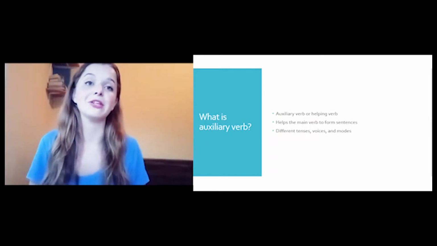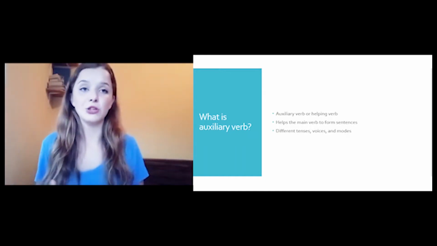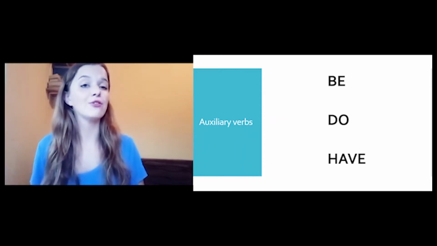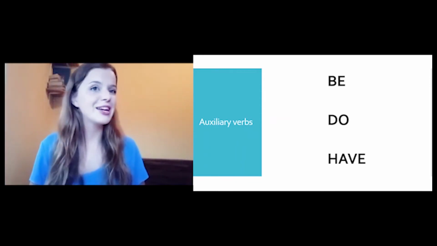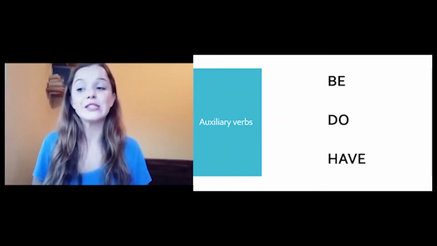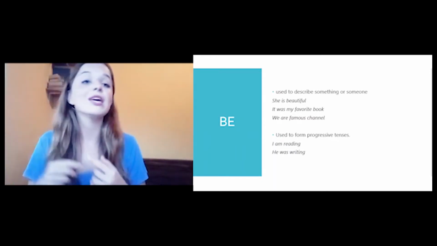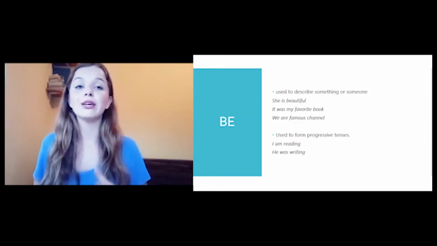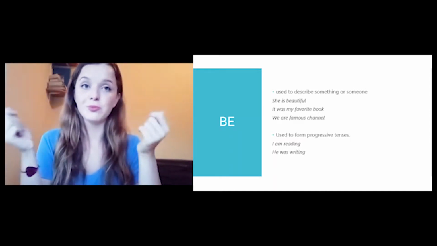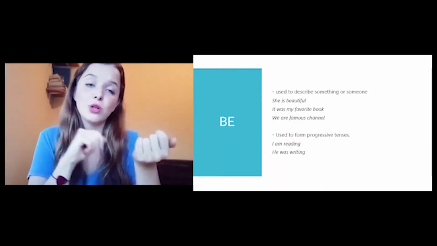There are three main auxiliary verbs in the English language: be, do, and have, and each of these we are going to cover separately so that you can understand in what situations you're going to use them. Be, or to be, is used to describe something or someone, like she is beautiful, it was my favorite book, or we are a famous channel. Is and are are present forms of the verb to be, while was is the past tense of the verb to be.